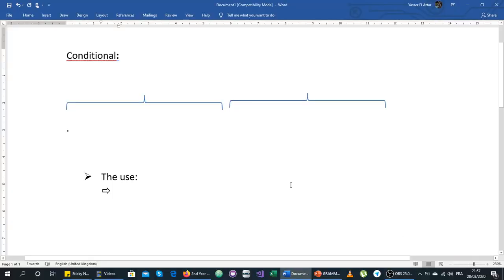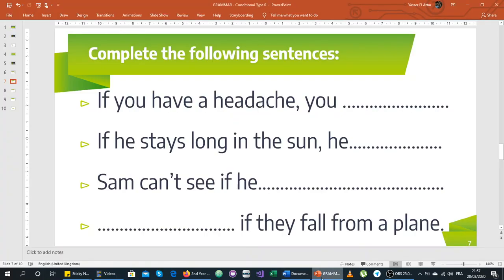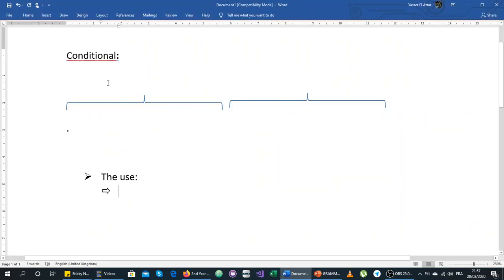Hello everyone again. Okay, so today we'll be correcting these exercises, this exercise and two other exercises of conditional type 0. But before I go there, I will have to explain some basic things and revise with you some of the rules and the structure of conditionals.